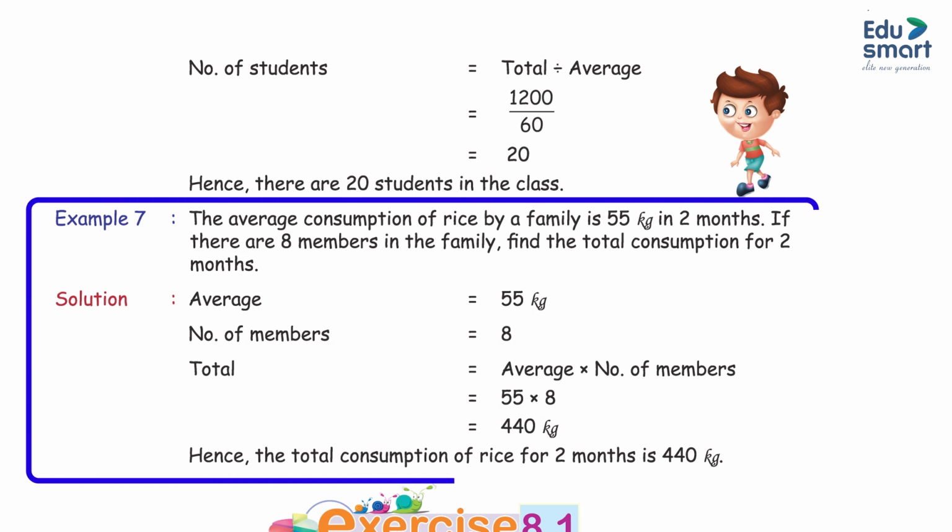Example 7. The average consumption of rice by a family is 55 kg in 2 months. If there are 8 members in the family, find the total consumption for 2 months. Solution. Average 55 kg. Number of members 8. Total equals average into number of members, 55 into 8, 440 kg. Hence, the total consumption of rice for 2 months is 440 kg.